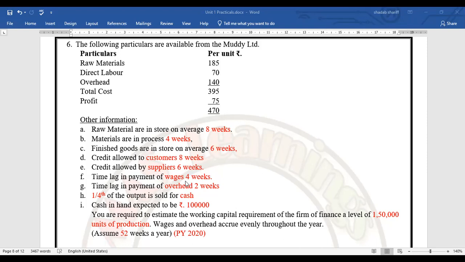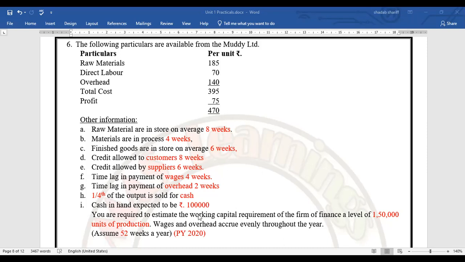Time lag in payment of wages is 4 weeks. Time lag in payment of overhead is 2 weeks. 1/4 of output is sold for cash, and the remaining is on credit basis. In this problem, we have to find out how much credit sales, because that is very important if you want to solve this question. Then cash in hand expected to be 1 lakh.